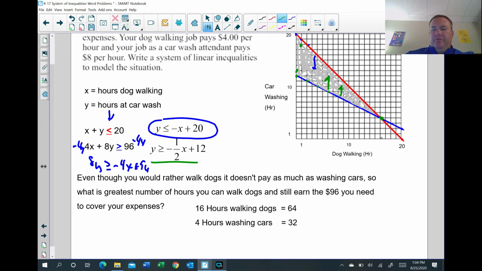That's going to be important for you guys to notice. And the reason why is, as it says here, the greatest number of hours you can walk your dog. Well, the greatest number would be the one farthest to the right. That's as far as you can go to the right, okay? The least number of hours that you need to wash cars is going to be the one farthest down. So that's going to be this one here, okay?